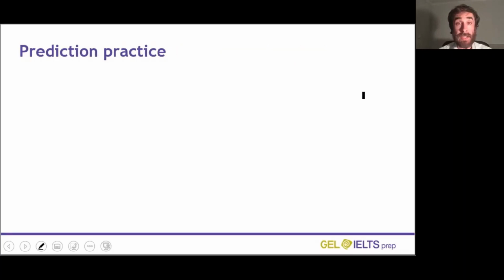Now I'm going to show you some examples of questions from completely different texts. I would like you to practice using grammar and context to predict what a logical answer would be.